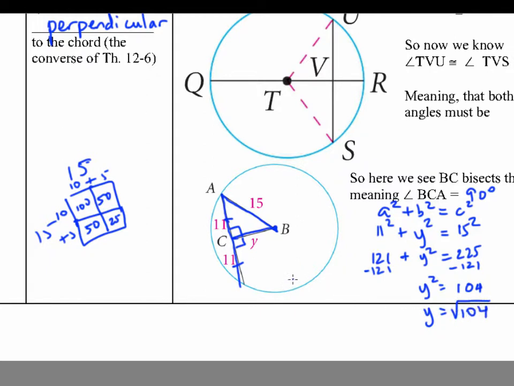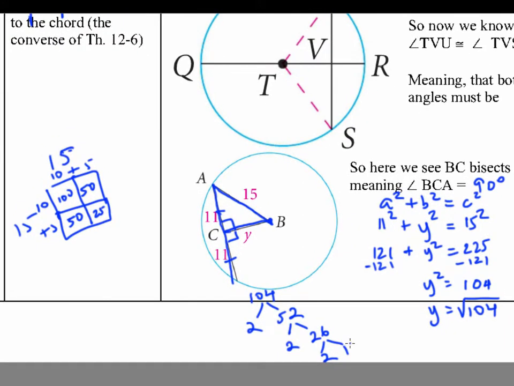Let's see if we can simplify that. If we break 104 down, that would be 2 times 52, since 2 goes into 104 fifty-two times. Then 52 can be factored into 2 times 26, and 26 is 2 times 13.